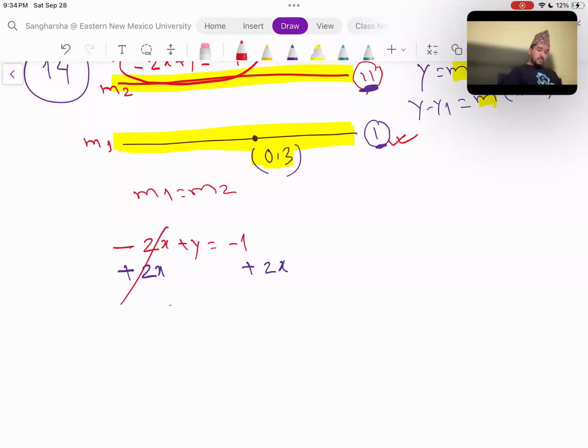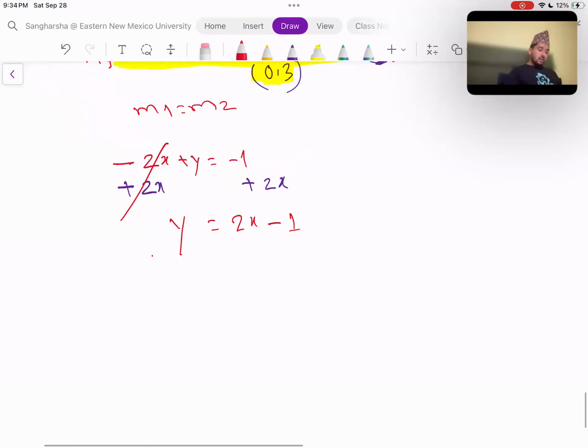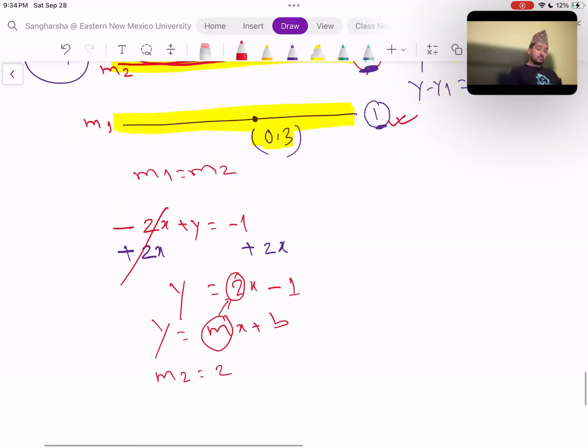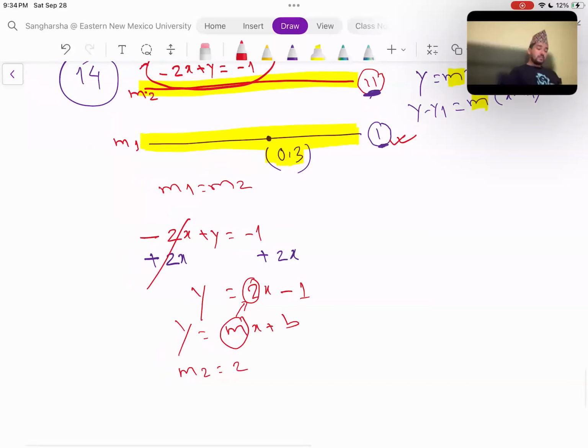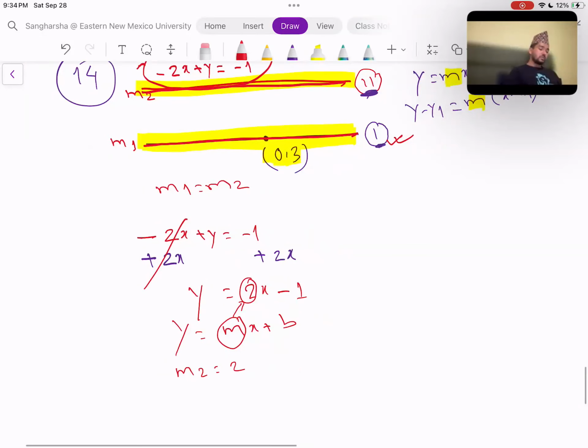So this cancels. We have y equals 2x minus 1. Now you are comparing with y equals mx plus b. For m, we have 2. So the slope of line 2 is 2. Since this line is parallel to this line, our m1 is also 2. So m1 is also 2.